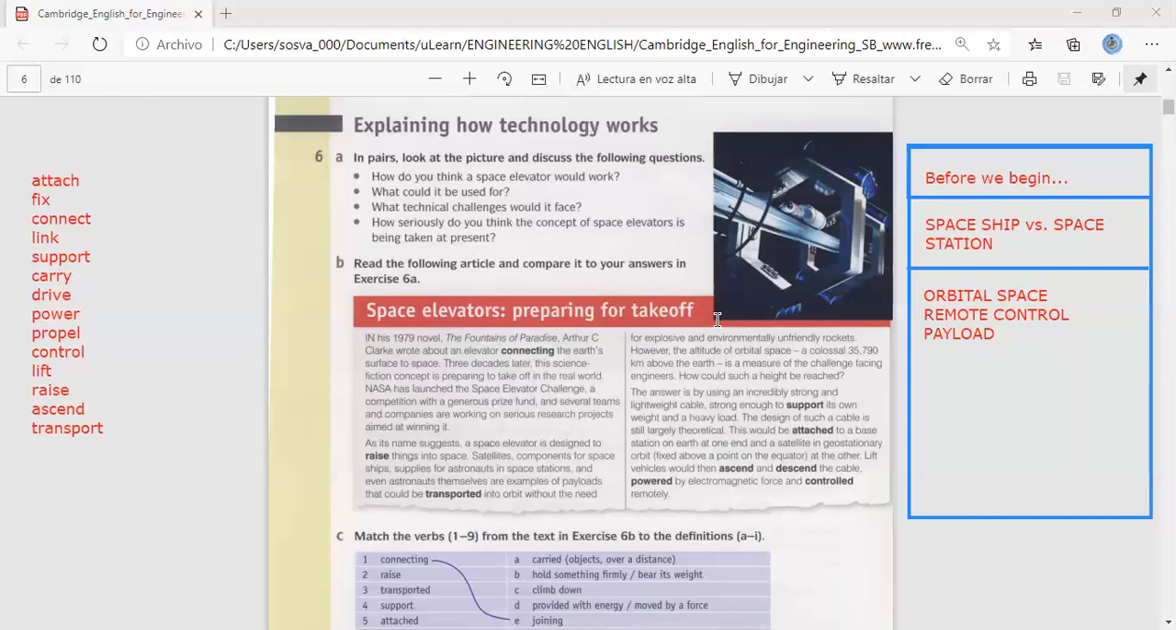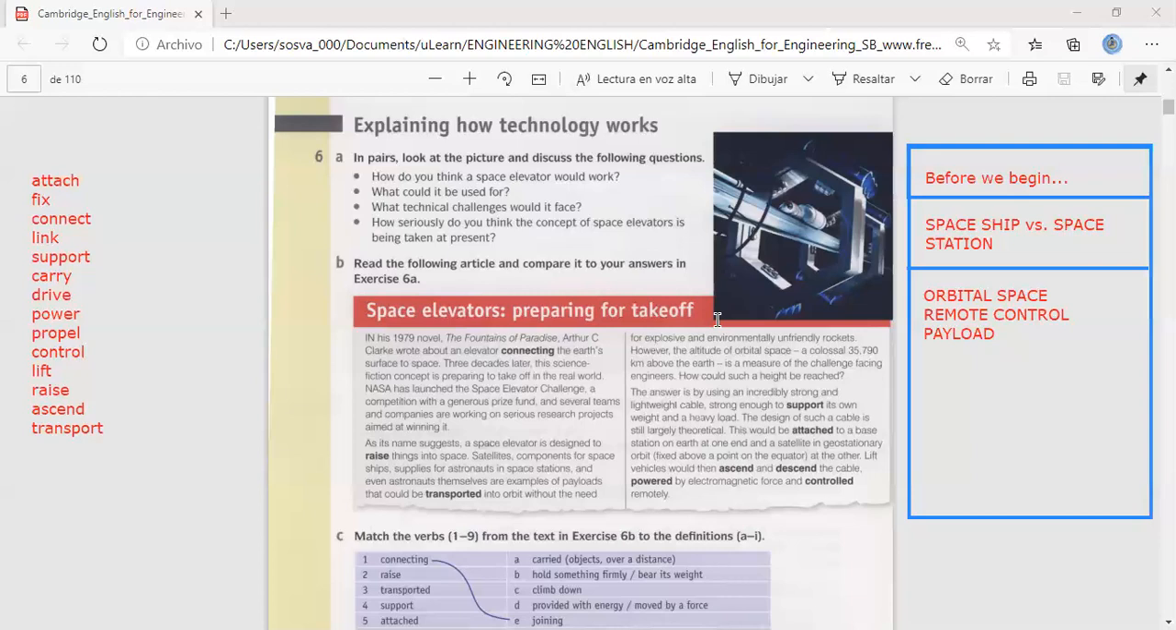As its name suggests, a space elevator is designed to raise things into space. Satellites, components for spaceships, supplies for astronauts in space stations, and even astronauts themselves are examples of payloads that could be transported into orbit without the need for explosive and environmentally unfriendly rockets.